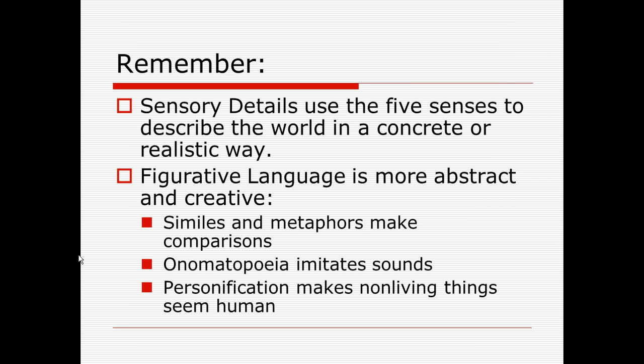Okay, so similes and metaphors make comparisons. Onomatopoeia imitate sounds. For example, crash, bang. Those are examples of onomatopoeia. Personification makes non-living things seem human. For example, the branches danced in the wind. Okay, obviously branches cannot dance, but that really helps us understand that the branches are moving, just a little bit more of a creative way. So I want you to jot down some of these notes about sensory details and figurative language, and remember that as you're writing your body paragraphs.